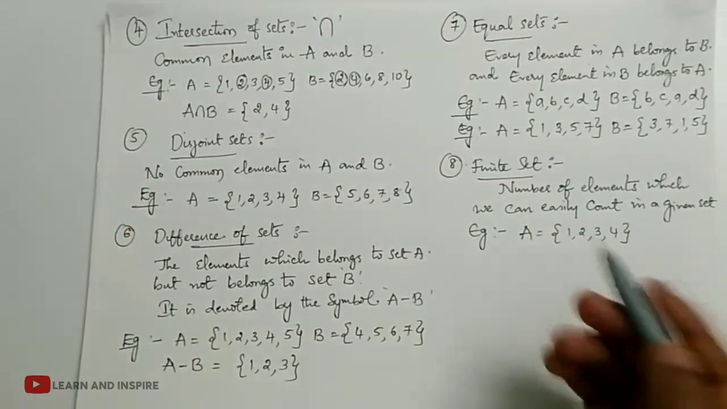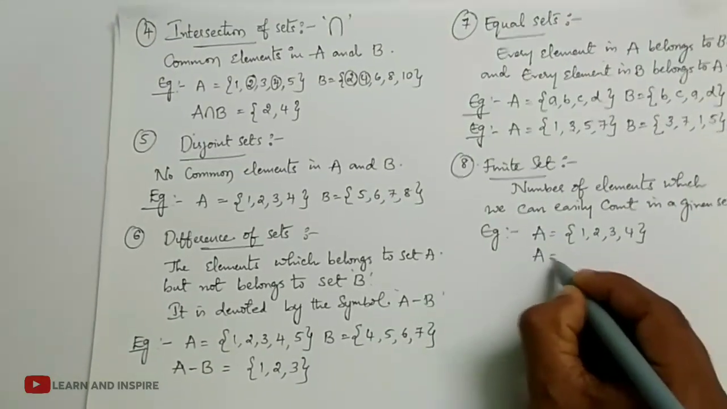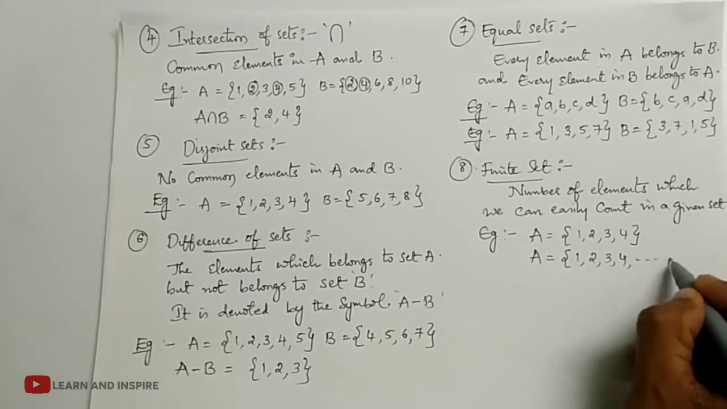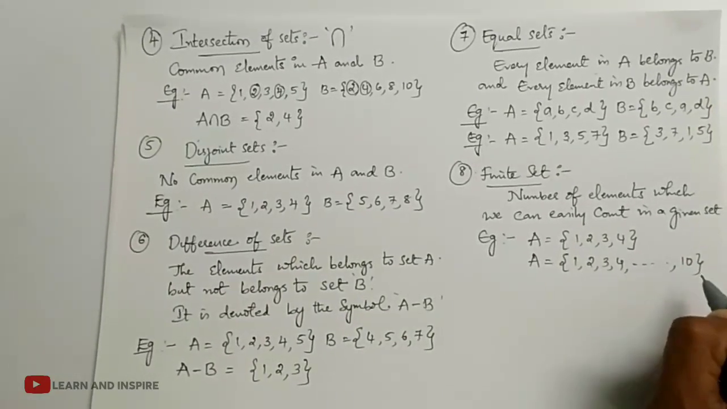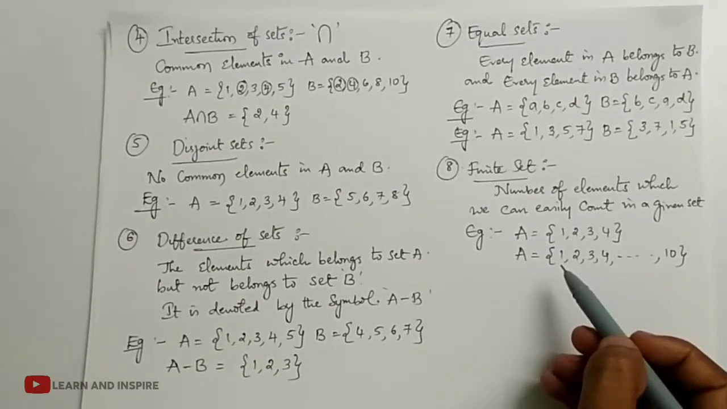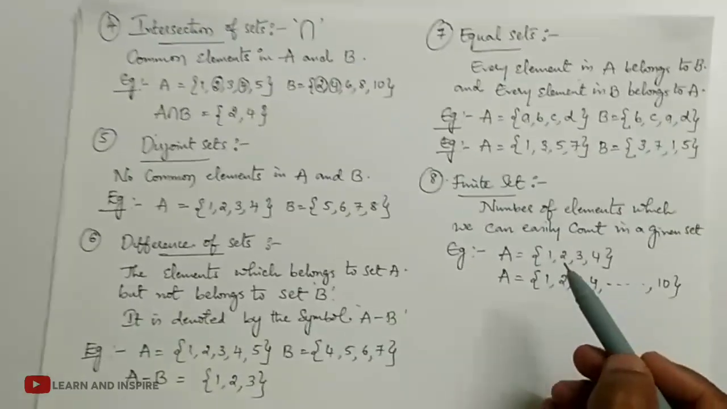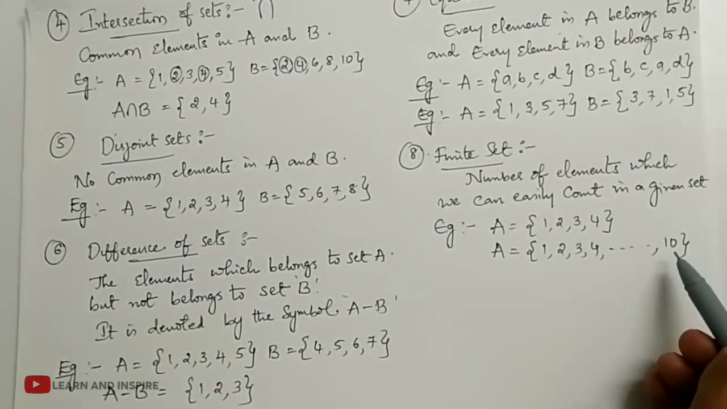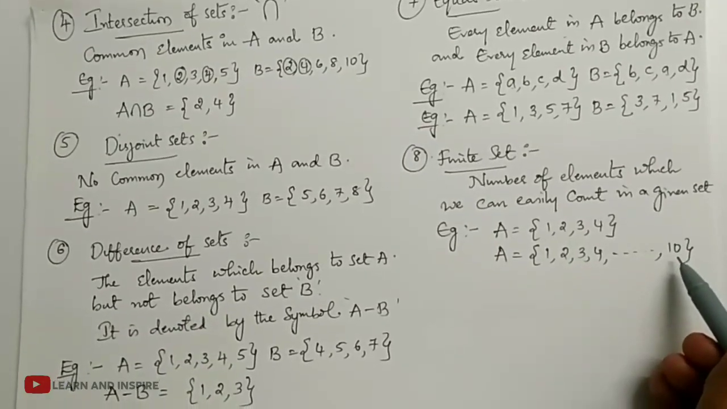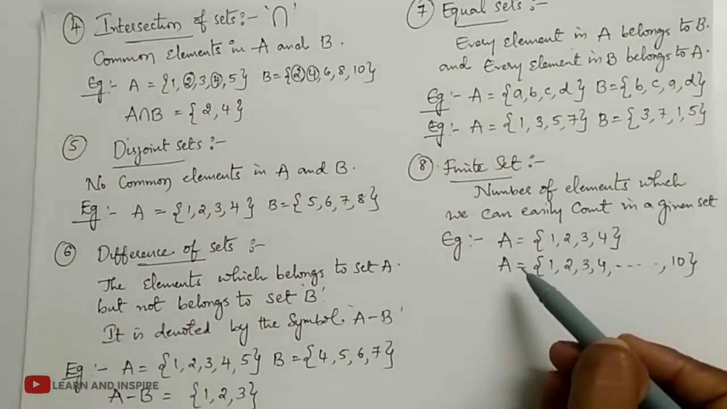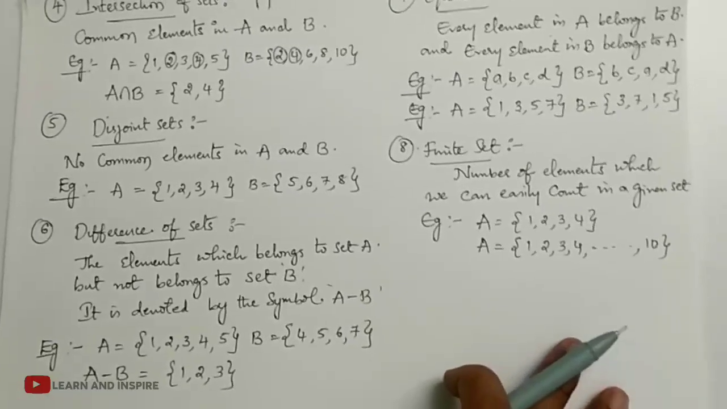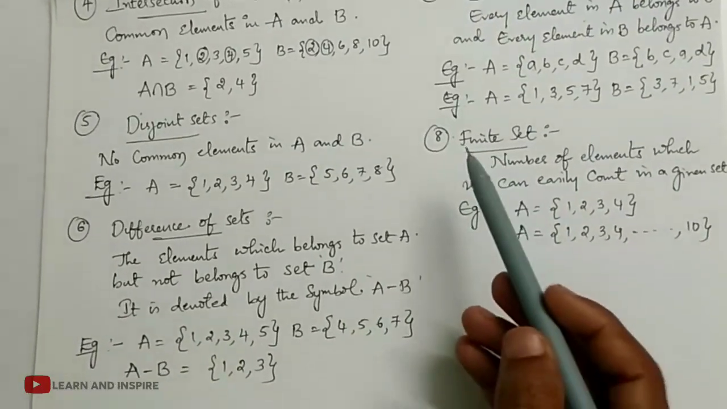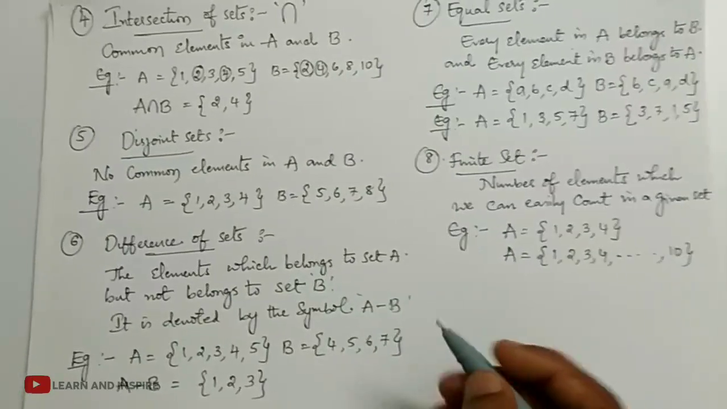Another example, A is equal to 1, 2, 3, 4, and so on up to 10. From this example we can identify the number of elements. How many elements are there? Yes, 10. So there are 10 elements in the given set, so we can say that it is a finite set. So this is another type of set.